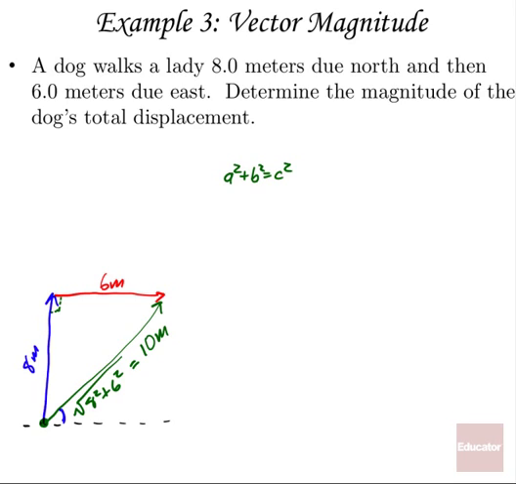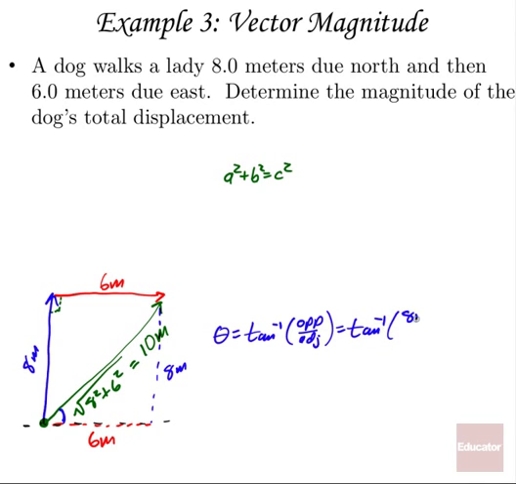If we wanted to know that, we could take a look and say, you know, the x component of that green vector is going to be 6 meters. The y component must be 8 meters. Therefore, if we wanted that angle, theta is going to be the inverse tangent of the opposite side over the adjacent, which is the inverse tangent of 8 meters over 6 meters, which comes out to be about 53.1 degrees. That would be our angle theta there too, if it had asked us for the angle. It only asked us for the magnitude of the dog's total displacement, which we found to be 10 meters.